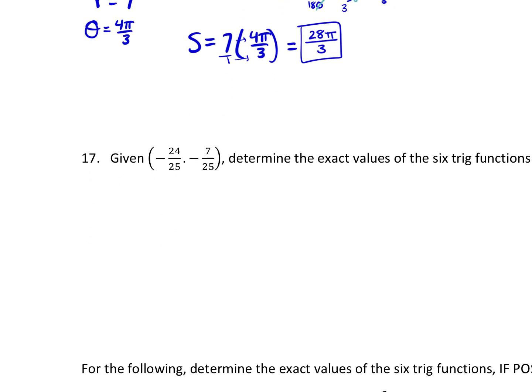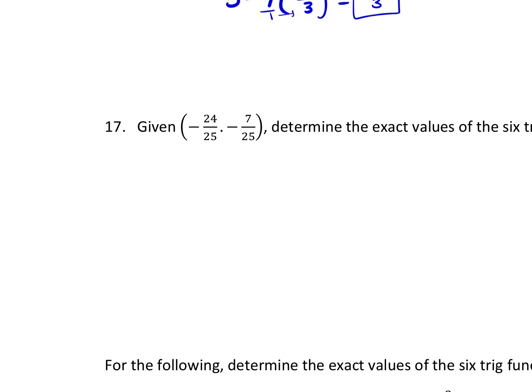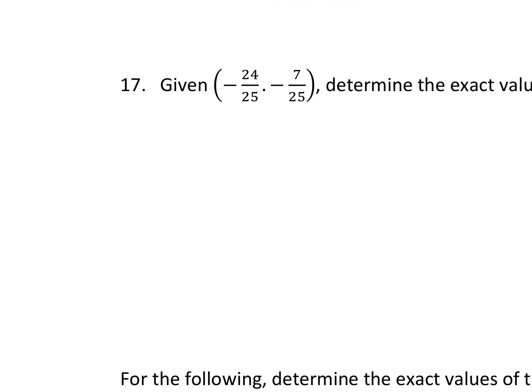Let's look at 17. We want to determine the exact values of the 6 trig functions. So on the quiz, it's not going to give you the 6 trig functions. It might ask for just one. It could ask for 3 of them or 4 of them. So make sure you know which ones are reciprocals of which. We'll start with our 3 main trig functions. So sine, cosine, and tangent.